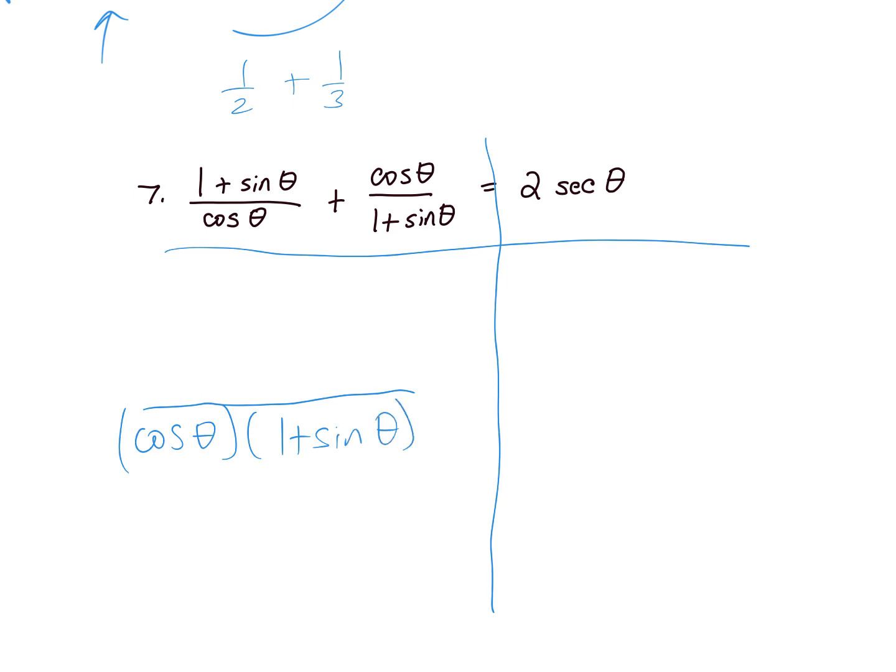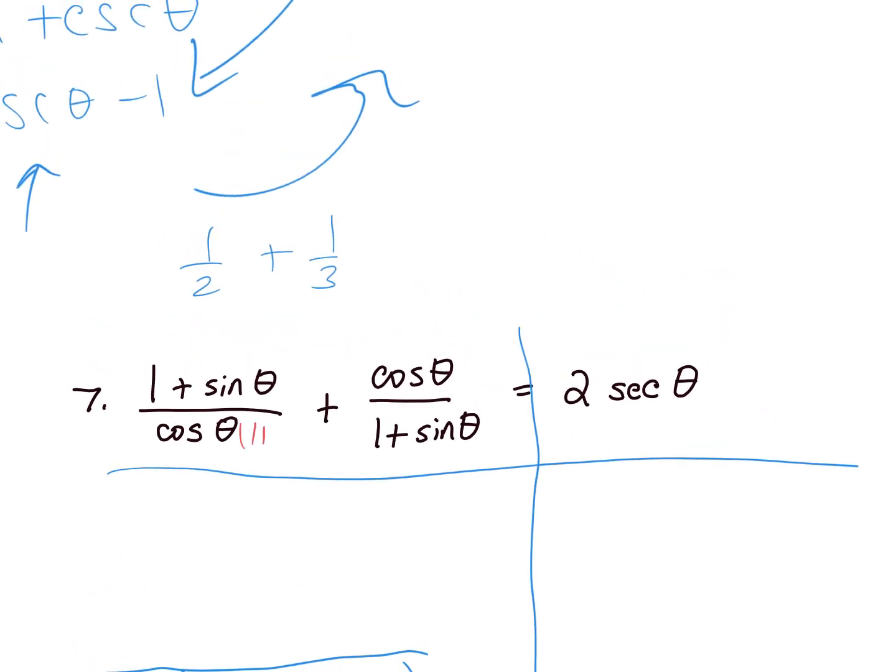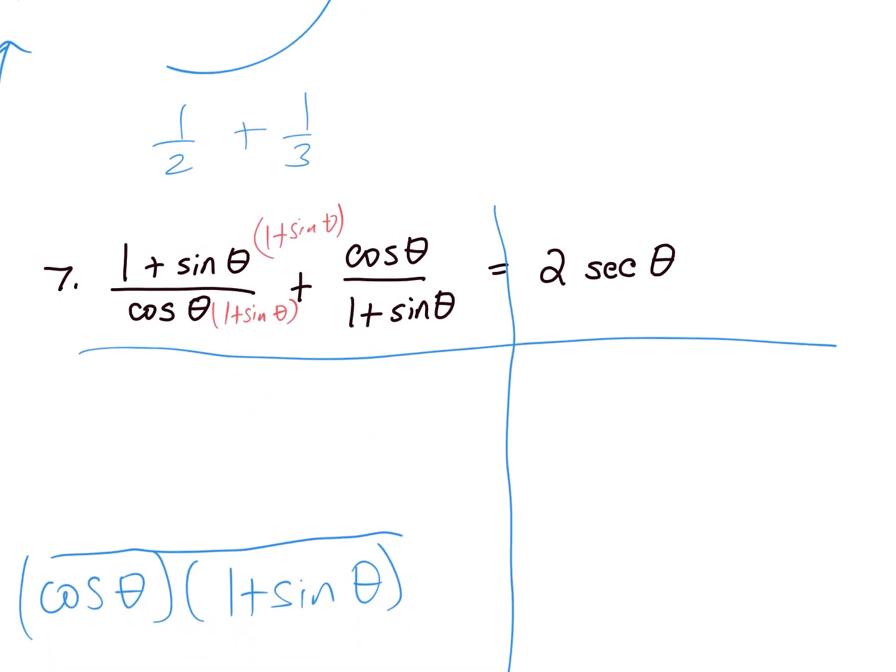Now we figure out what the first fraction has, what it's missing, what the second fraction has, what it's missing. My first fraction has a cosine in the denominator. What is it missing? 1 plus sine, right? So if I have 1 plus sine in the denominator, then I multiply the top. Agreed? Okay. My second fraction has the 1 plus sine. What's it missing? Nothing new.